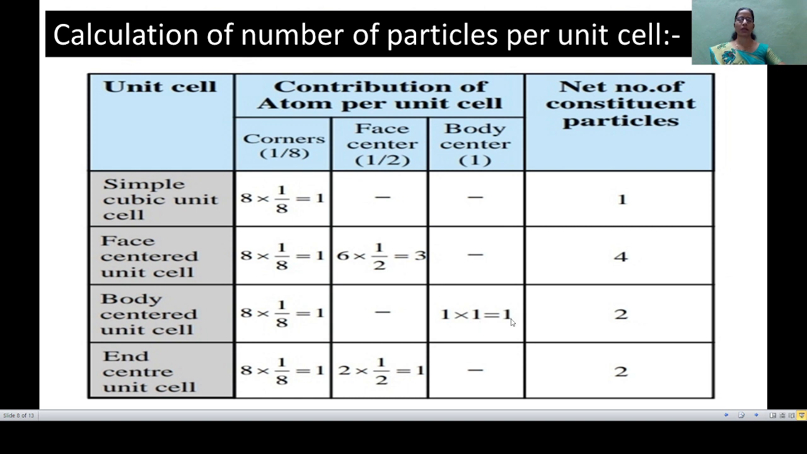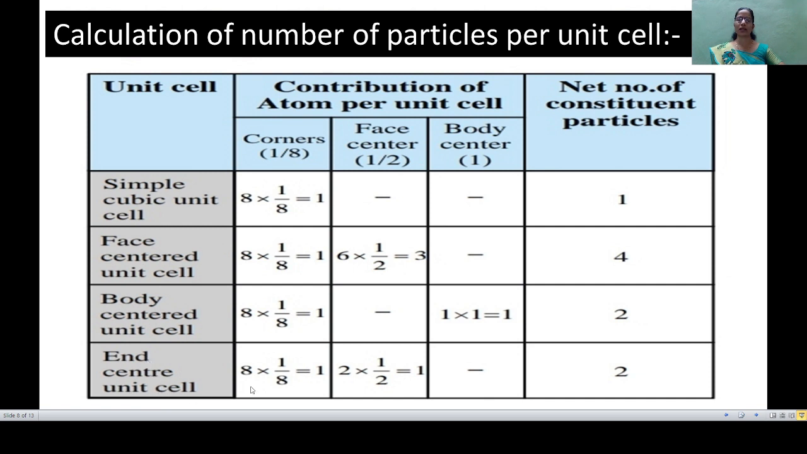And therefore, the number of particles at body center is 1. Thus, the total number of constituent particles in a body-centered cubic unit cell is 2. Now I am giving you one more type of unit cell, named the end-centered or base-centered unit cell.